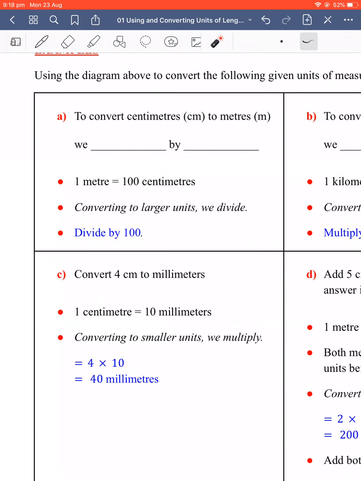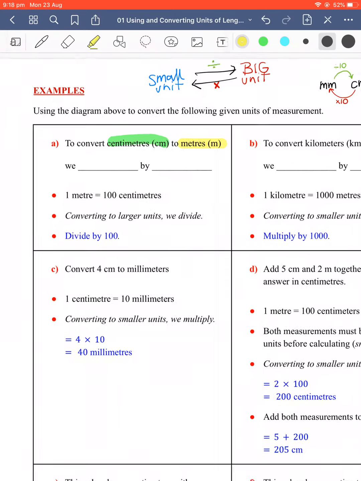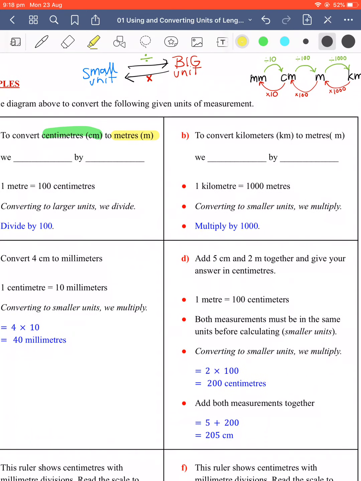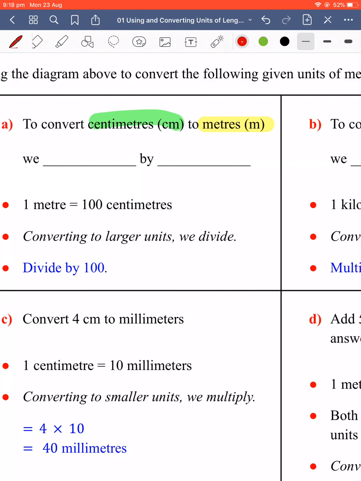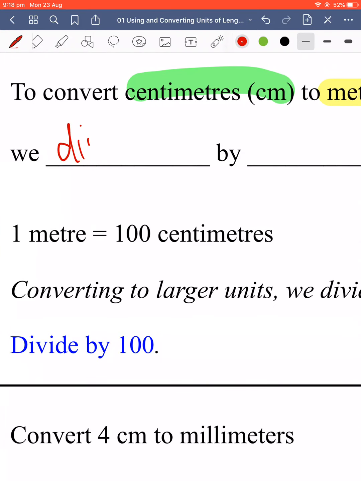Okay, so first one, let's go through. So using the following units of measurement, to convert centimeters to meters, let's have a look. We're starting off with our centimeters, and we're going to our meters, so we're going up, which means we'll divide, and we're dividing by 100. So let's write that one in. So we're going to divide, and we're dividing by 100.